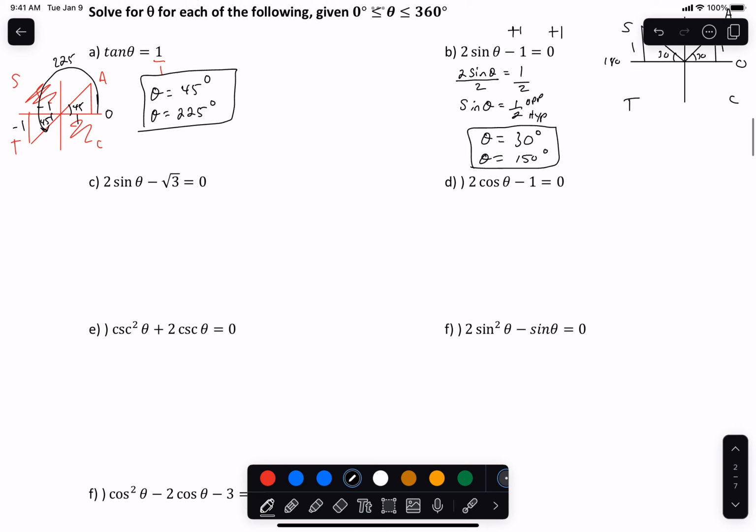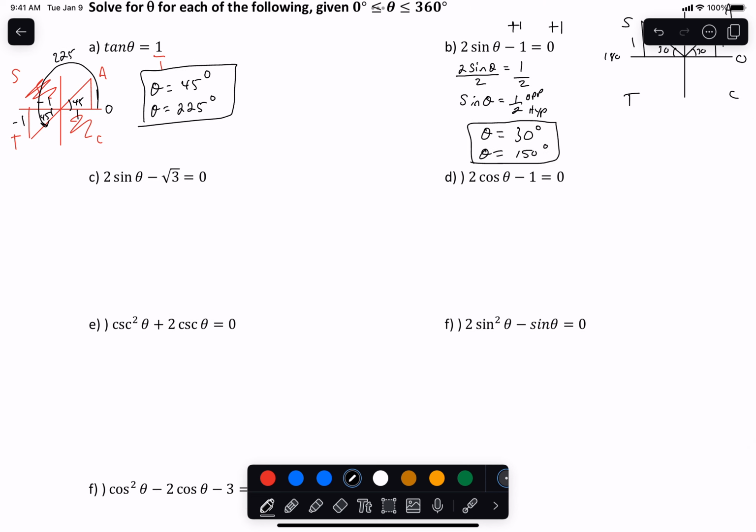Okay, let's go to the next one. Root 3 should be a little clue for you. If I see a root 3, that's the 30, 60, 90 in some capacity. Okay, so again, same thing. I'm just going to get 2 sine theta has to equal root 3.